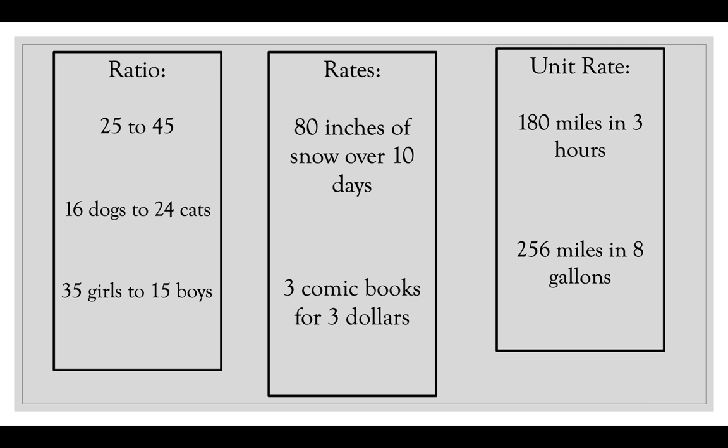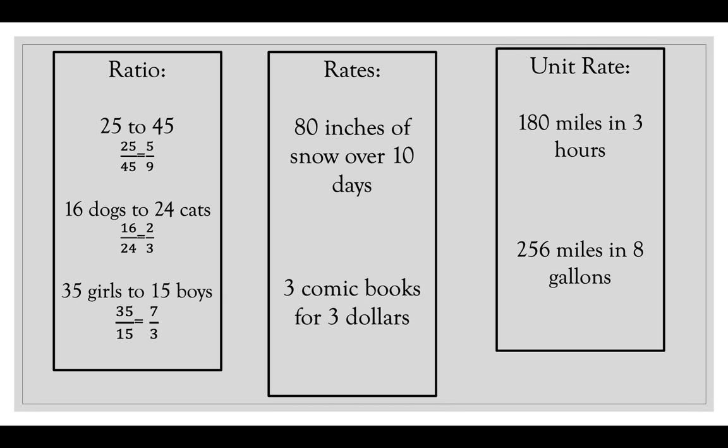All right, so the first one, 25 to 45, you would just simply write 25 over 45, and then you would reduce that into the lowest, simplest terms, which in this case would be 5/9. The next one would be 16 over 24. Again, you would reduce that to the lowest, simplest terms, which would give you 2/3.